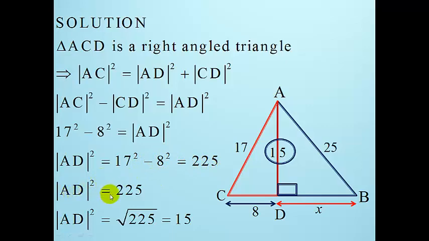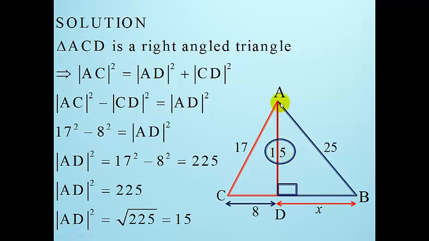Now, if AD square is equal to 225, and we want to solve for AD, it means we have to take the square root of both sides. Taking the square root of both sides, the value of AD, that's the distance from A to D, is equal to the square root of 225, and that is equal to 15. And that is how come we have 15 here. So we have the distance from A to D to be 15.